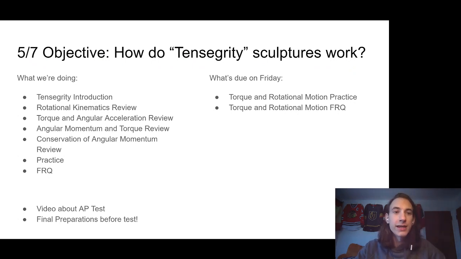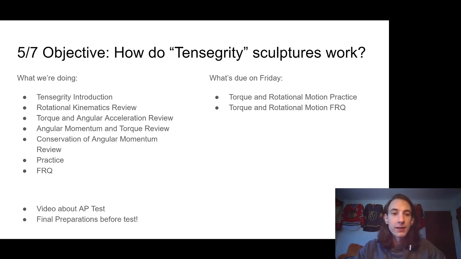So what we're going to do today is a quick little introduction with those things. Then we'll look at reviewing rotational kinematics, torque and angular acceleration, angular momentum and torque, and then conservation of angular momentum. Then I'll give you some practice stuff, and I'll give you an FRQ. So practice to get the concepts down in quick little short bursts, and then some FRQs to practice the structure and look at these in a little bit deeper ways. And that'll be due on Friday.